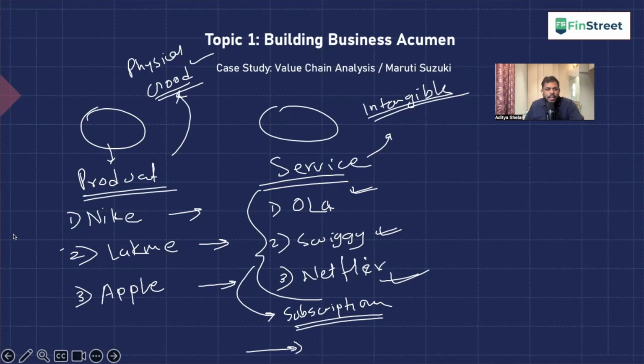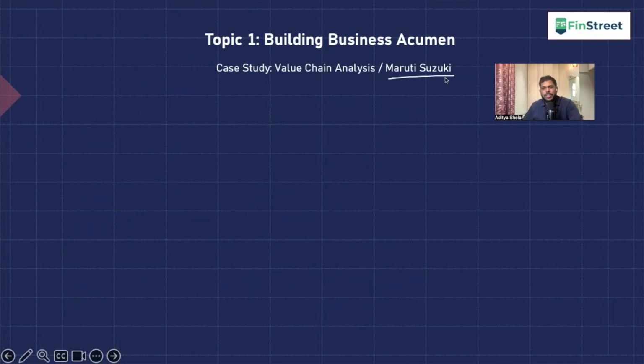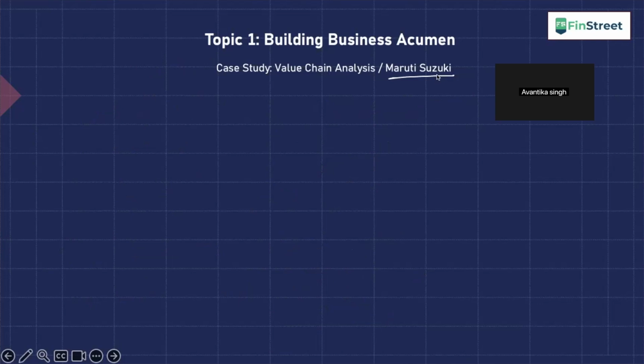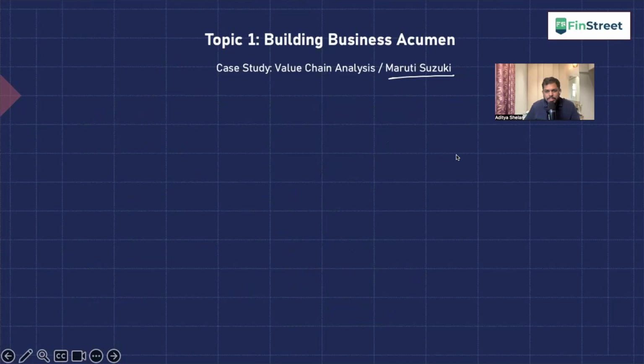Okay. Let's consider Maruti Suzuki now. A quick question. Maruti Suzuki is a product business or a service business? Product business. Spot on. So when we are talking about this product business, let's break down its value chain.